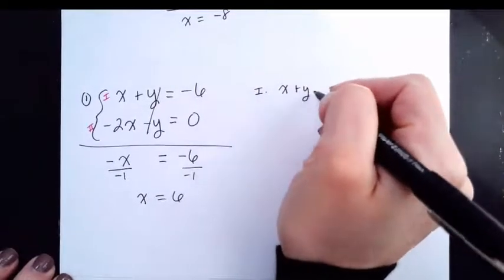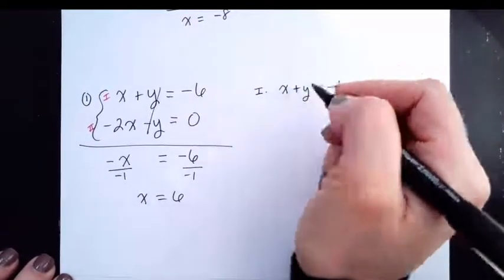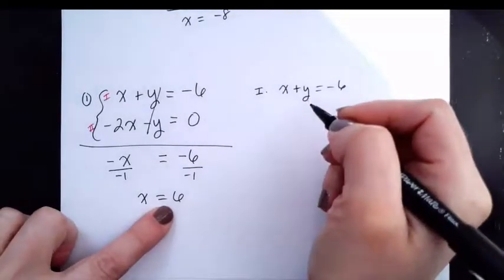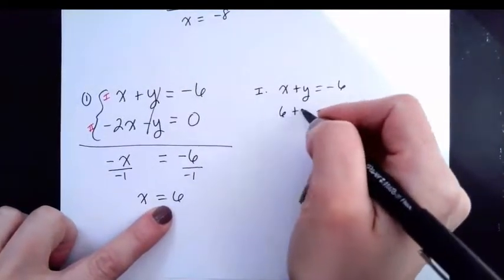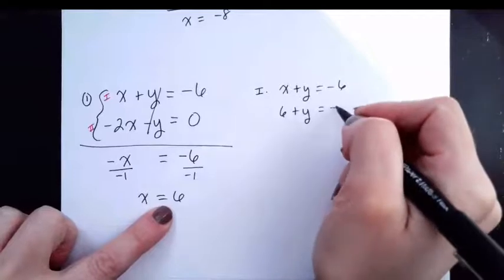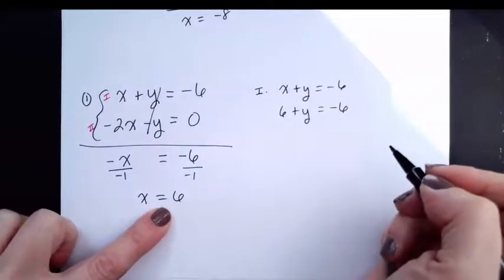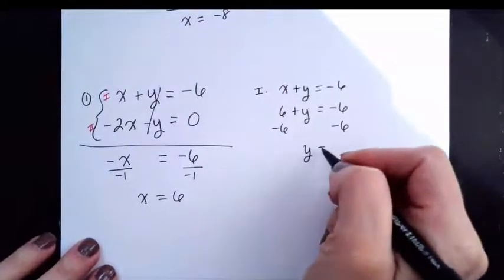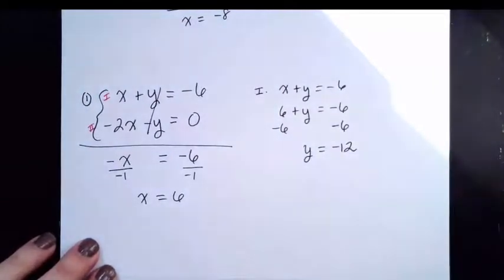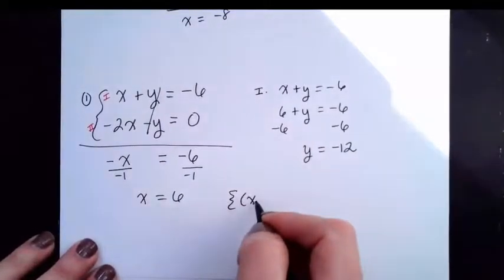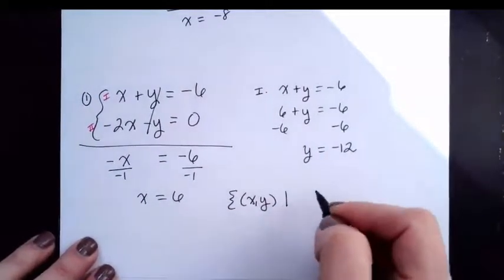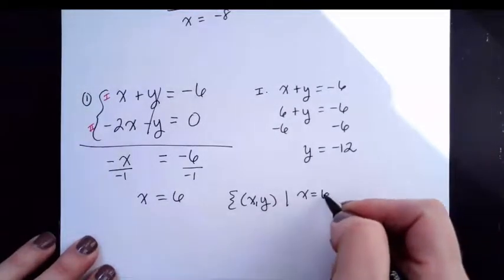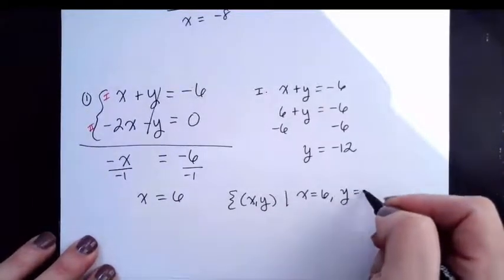X plus y equals negative 6, replacing the x value with what I just found to be 6. 6 plus y equals negative 6, and then subtracting 6 from both sides. So we have y equals negative 12. So that means my solution set is the set of ordered pairs, x, y, in this case just one ordered pair, such that x is equal to 6, y is equal to negative 12.